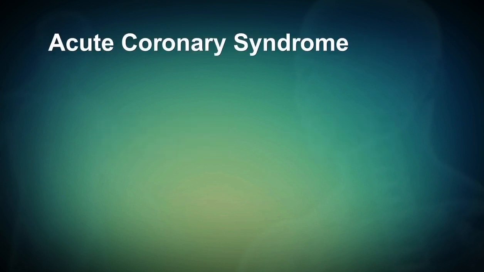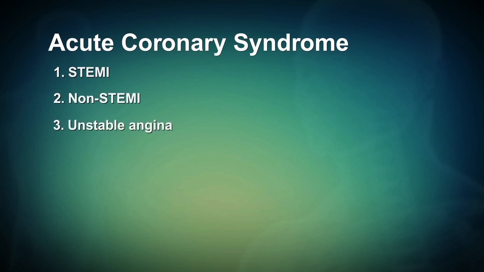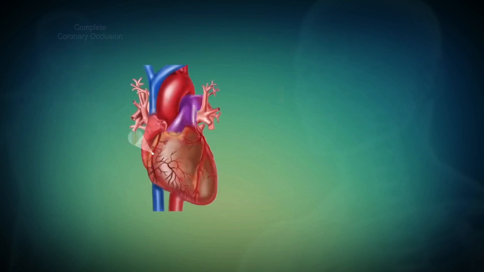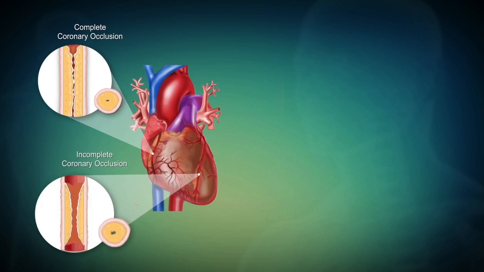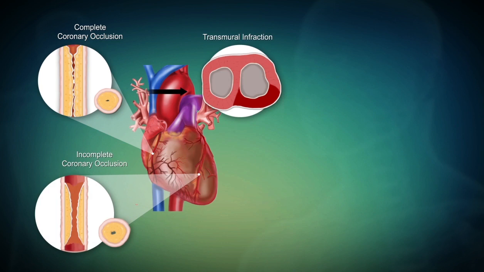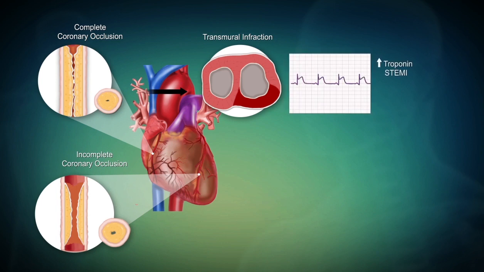This comes in three distinct flavors: ST segment elevation MI, non-ST segment elevation MI, and unstable angina. Let's look at this in more detail. We start with the acute coronary syndrome due to either complete or incomplete occlusion of one of these epicardial coronary arteries. If there's complete coronary occlusion, this often results in transmural infarction of the involved myocardium. This causes the troponin to be elevated, and ST segment changes associated with ST segment elevation MI, diagnosing this syndrome of ST segment elevation MI.